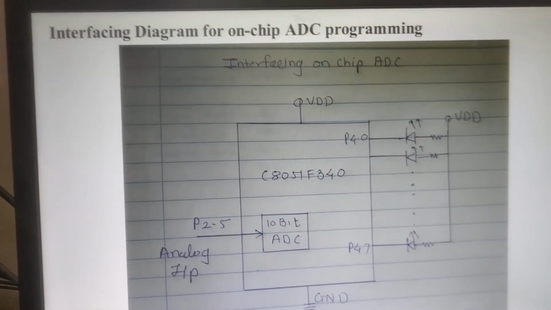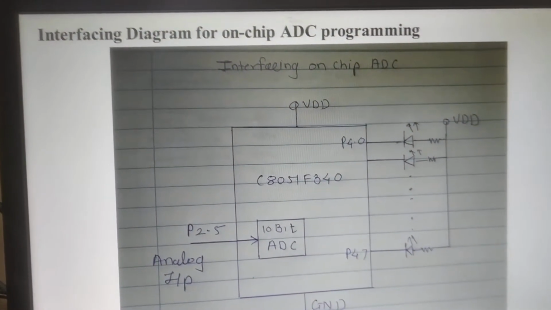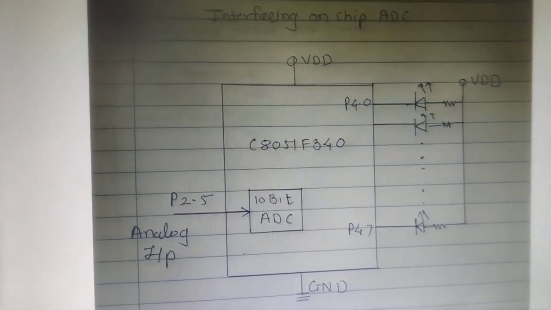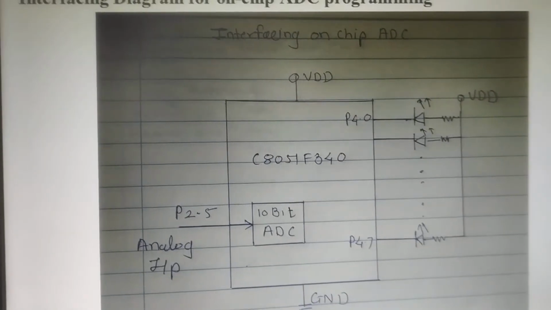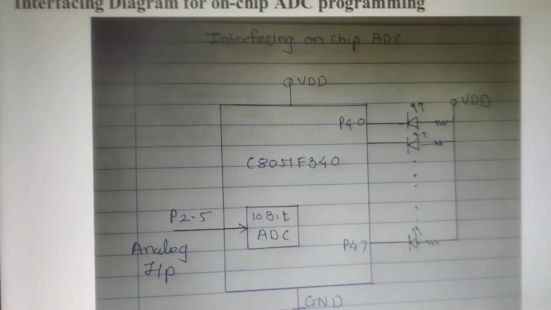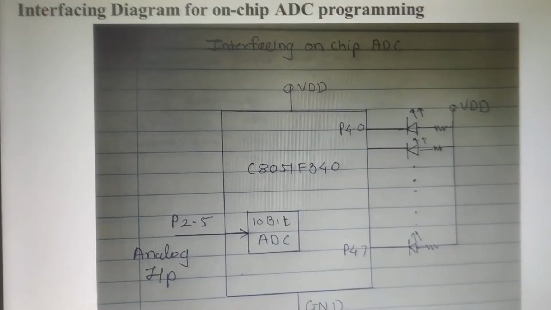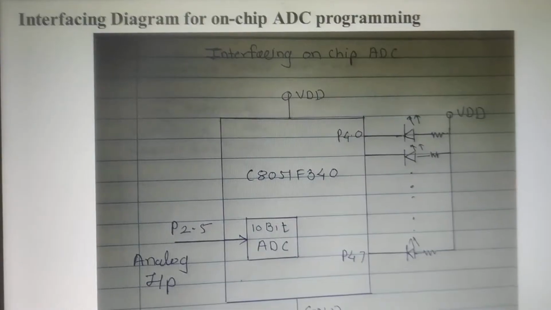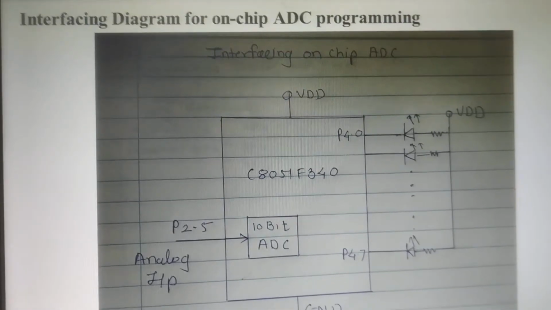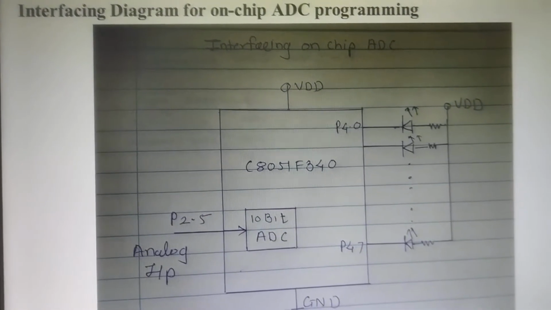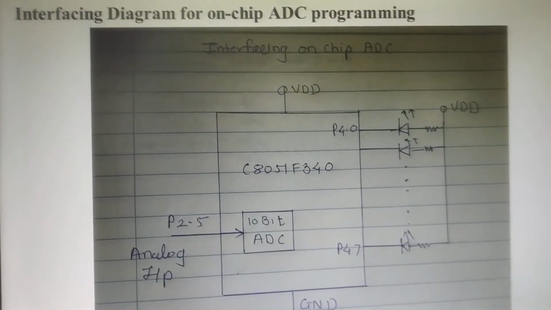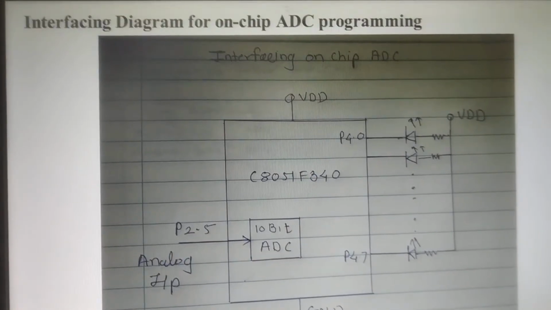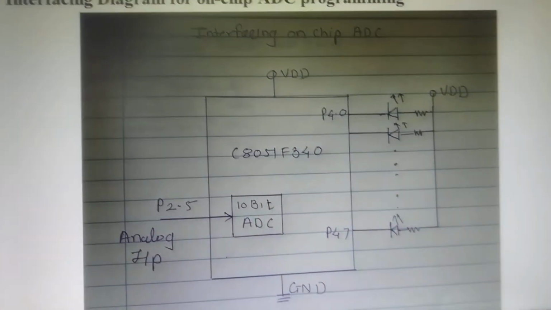we are selecting port 2.5 as our ADC channel where the analog input is applied. For analog input, I have considered the supply voltage and the pot arrangement. By varying the pot, I will change the analog input and that input will be applied to the ADC. After the start of conversion, the ADC will convert that analog input into digital output. We are going to read the digital output on LEDs which are connected to port 4 as per this interfacing diagram.